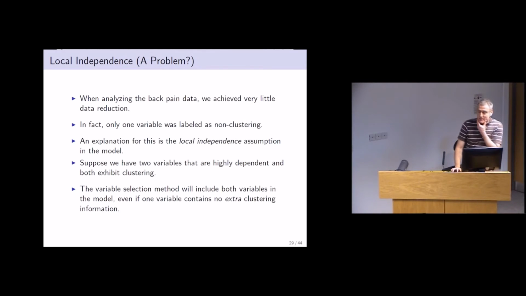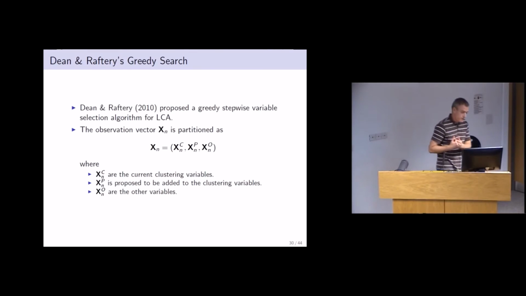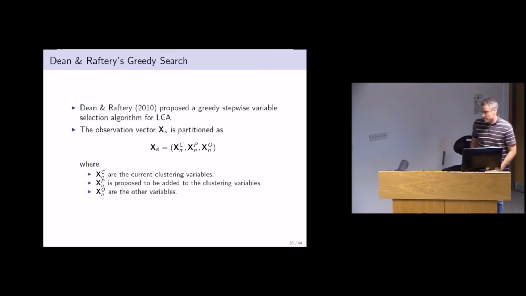And what we decided was that that's not really a good way to proceed with things. What you want to do is, when you're deciding whether a variable has clustering information or not, make that decision taking into account which variables you've already decided are useful for clustering. And you want to decide, does the variable have extra clustering information beyond the current set of variables you're using?